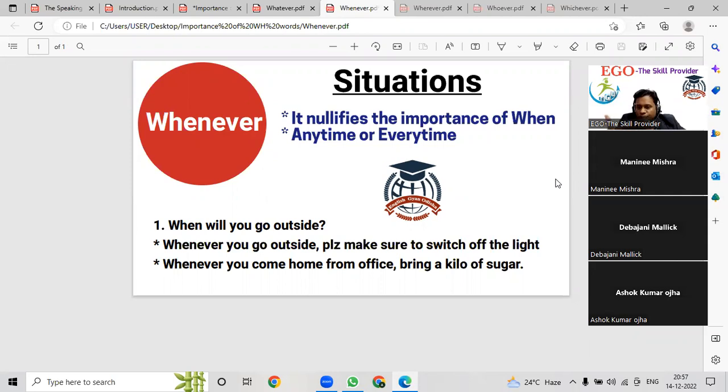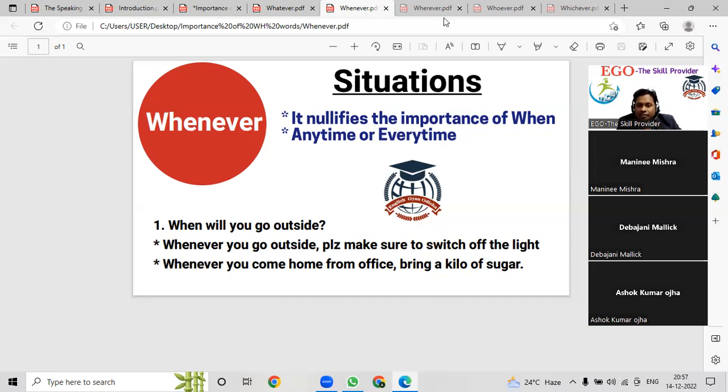You are free now, suppose let me give a call to Ashok sir. Sir, are you free right? No sir, I am taking class. Okay sir, whenever you are free, please give me a call. I don't know when you will be free. So I'm asking you because that is something called whenever you are free. Whenever you will be free, please give me a call. That is the situation where you can use whenever.